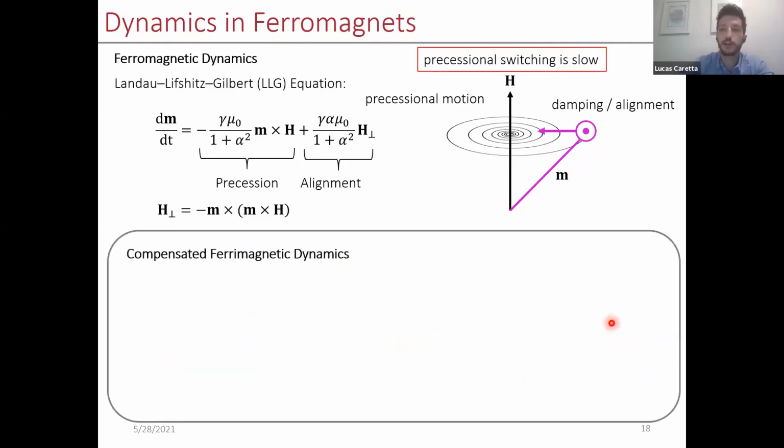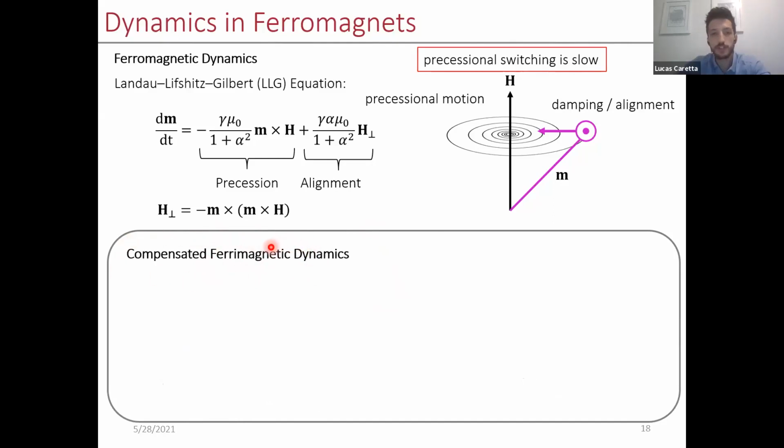Very fortunately, what our group, as well as a few other groups, have discovered in recent years is that we can use different classes of materials to overcome these limitations. So rather than using ferromagnets, we can use multi-sublattice magnetic systems. These are things like antiferromagnets or compensated ferrimagnets.